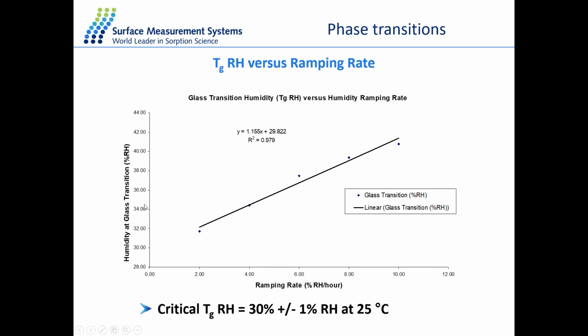What you see here is the plot of the humidity glass transition at different ramp rates. The interesting thing about this data is that it's a line, which means that we can find the intercept of this line right here, where the value is 0. So at this value, the ramp rate is 0. That value, which is around 30%, is the critical level of relative humidity at which the glass transition happened for this sample. So this is a slightly more advanced study.